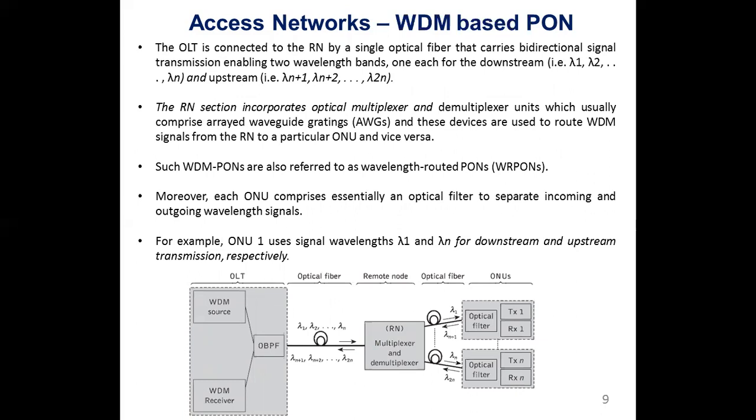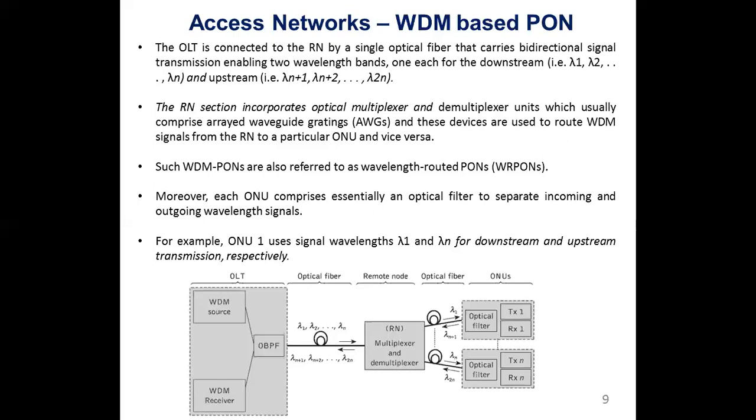This RN section will incorporate a multiplexer and demultiplexer, and will usually use arrayed waveguide gratings, AWGs, to route the signals from the RN to a particular ONU. Such WDM PONs will be referred to as wavelength routed PONs because the wavelengths are being routed from one point to the other. Now, these ONUs will essentially comprise a filter that will separate the incoming and outgoing wavelengths.